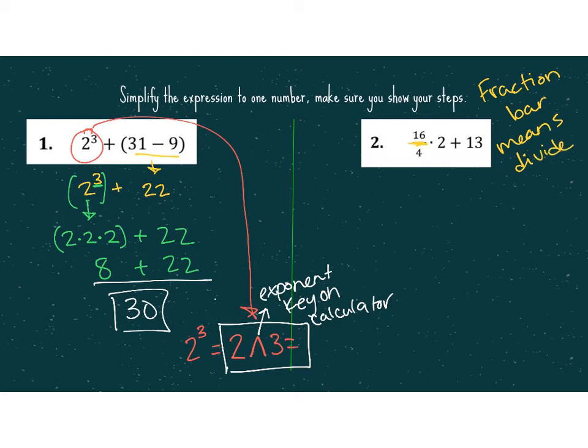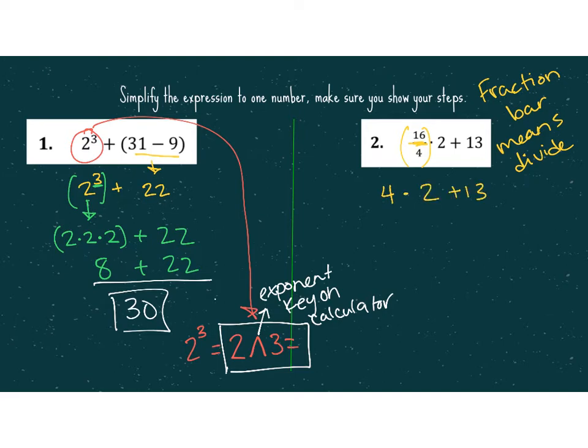Okay, so the fraction bar means that we need to divide. So then I'm going to take 16 divided by 4, and then I have it multiplied by 2. But the division comes first. If I'm reading this like a book, I need to do the division first. So that's what I'm going to take care of first. 16 divided by 4 is 4.